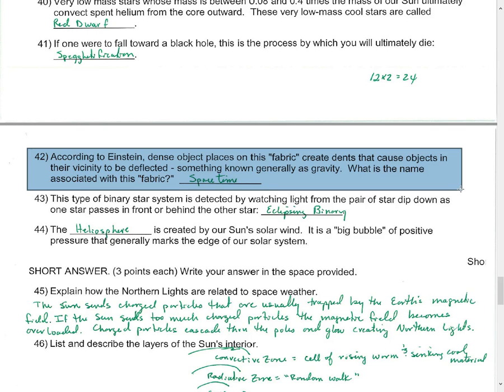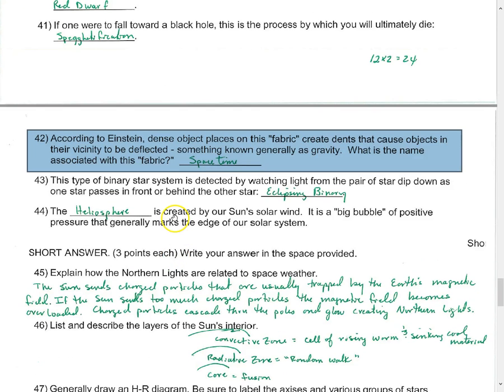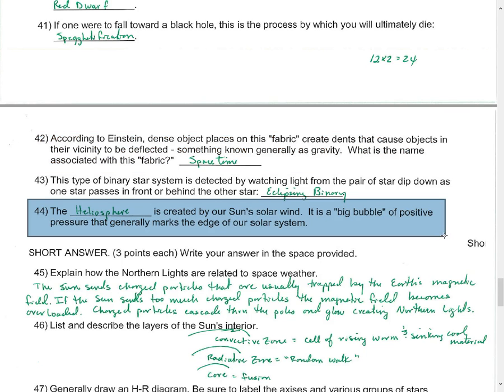Question 44, the heliosphere is created by the sun's solar wind, and it's that big bubble of positive pressure that generally marks the edge of our solar system. By the way, I had to double check. I said that the heliosphere contains the Oort cloud, and I was wrong. Actually, the Oort cloud is beyond the heliosphere. Pretty sure I got that right off the internet.